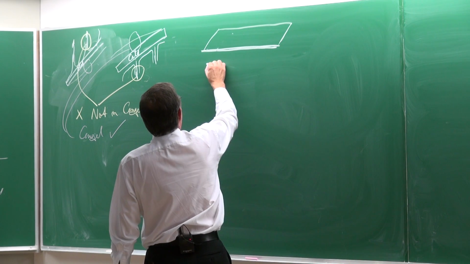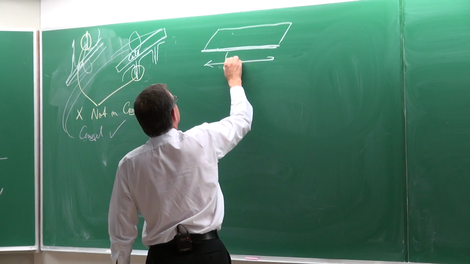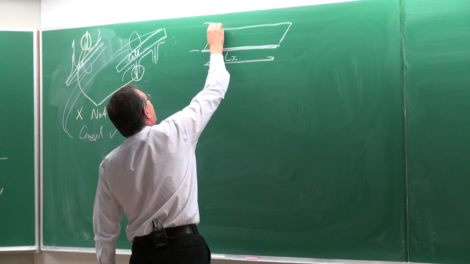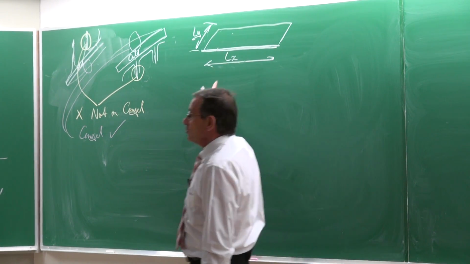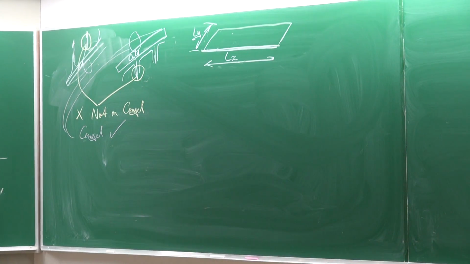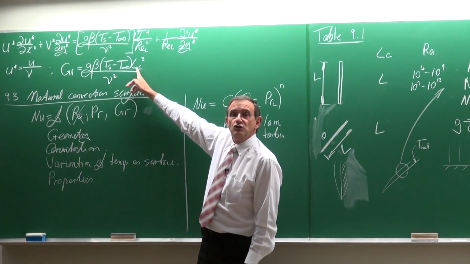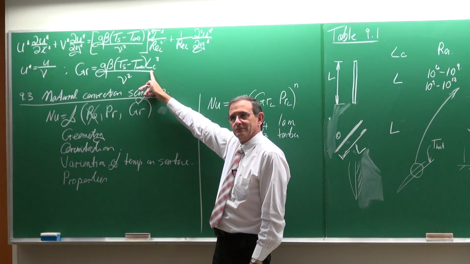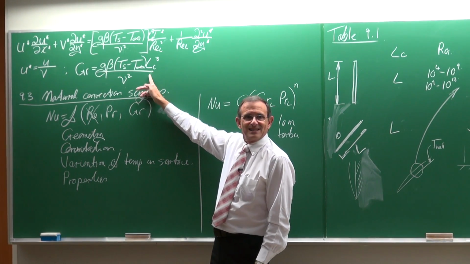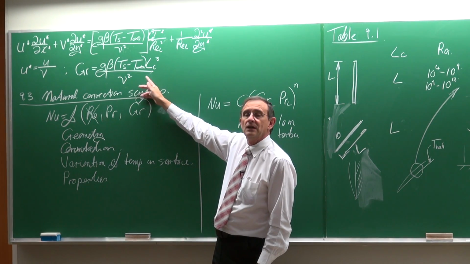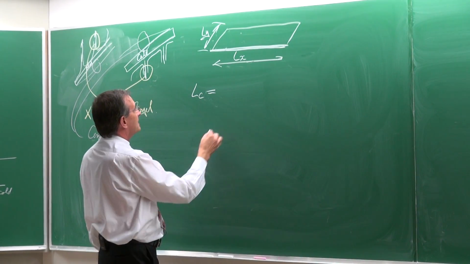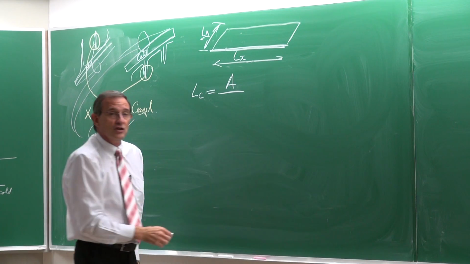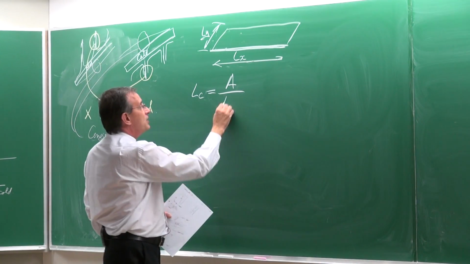And that length might be Lx, and that length might be Ly. Now when you get to the Grashof number, you'll see you need to use a characteristic length. Which characteristic length should you use? Well, it's in the fine print. The fine print tells you that for a flat plate, you have to use the characteristic length in terms of the area of the plate divided by the perimeter.